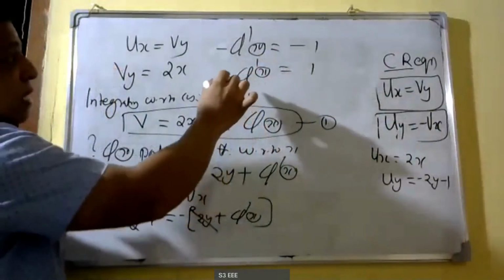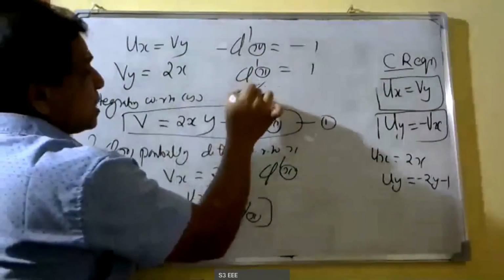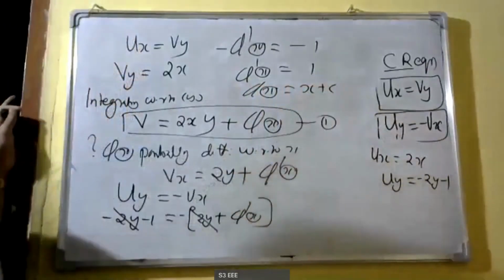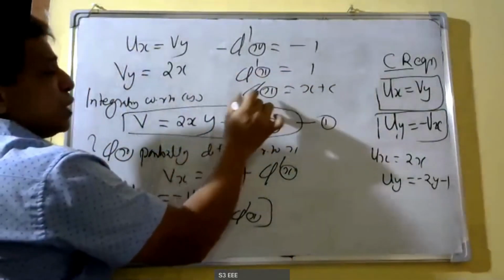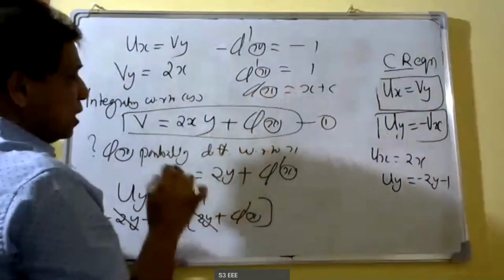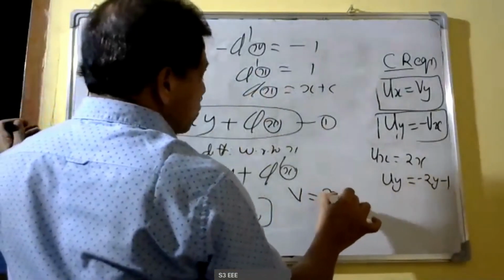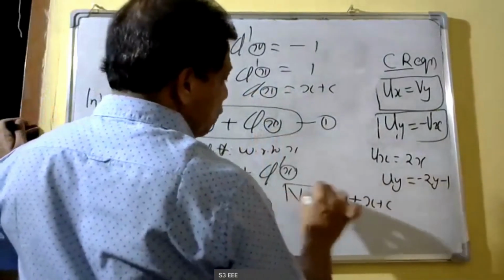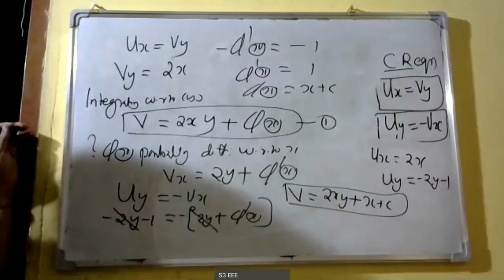Then integrate phi dash x. When we integrate it with respect to x, we get phi of x is equal to x plus c. Therefore, our harmonic conjugate v is equal to 2xy plus phi of x, equal to x plus c. Therefore, v is equal to 2xy plus x plus c.